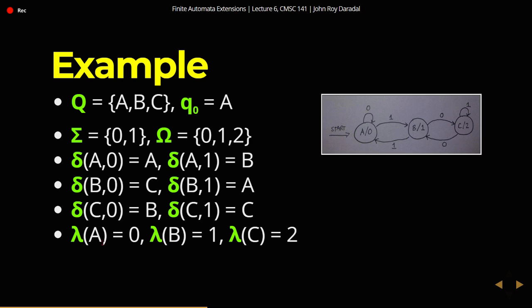But the new thing here that you probably haven't seen yet is the lambda. So lambda of A is 0. That means that the output associated with state A is 0. We denote that here with A slash 0 on the state. And then we also have lambda of B is equal to 1 here, and lambda of C is equal to 2. So we are just denoting the output symbols associated with each state.